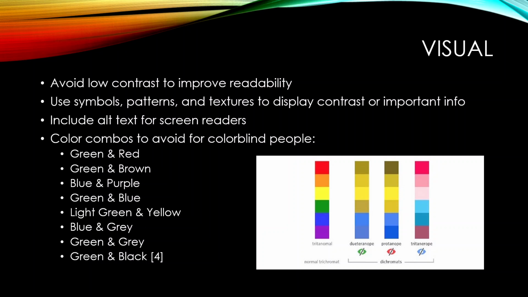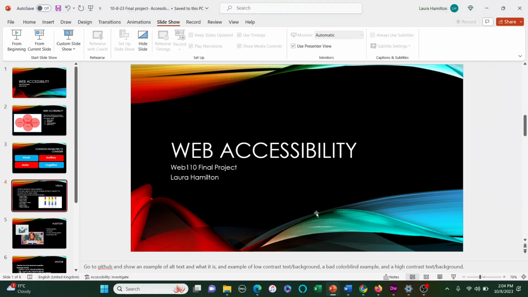For them, you want to include alt text on any photos on your website. Alt text is a short description of what a photo is, which is what the screen reader will read to the person using it. Also take into account colorblind people and color combinations that will be hard for them to read. I'm going to show you an example of a website with low contrast and a website with high contrast so you can see the difference.